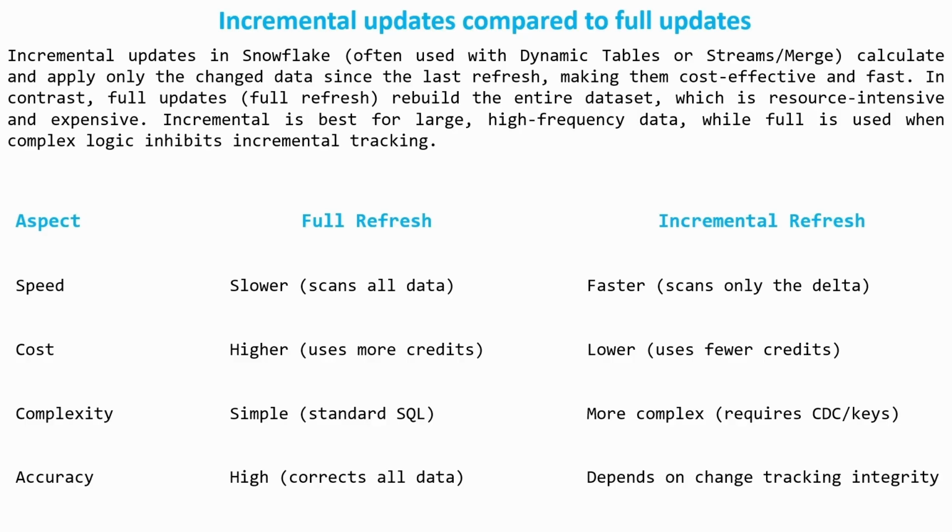But for incremental, it is a little bit more complex because you are required to do CDC to detect the delta changes. If we talk about accuracy, full refresh is highly accurate because eventually you are just truncating the whole system and reloading the whole history. But incremental depends on the tracking integrity, which columns you are using for incremental refresh and how it is working internally.